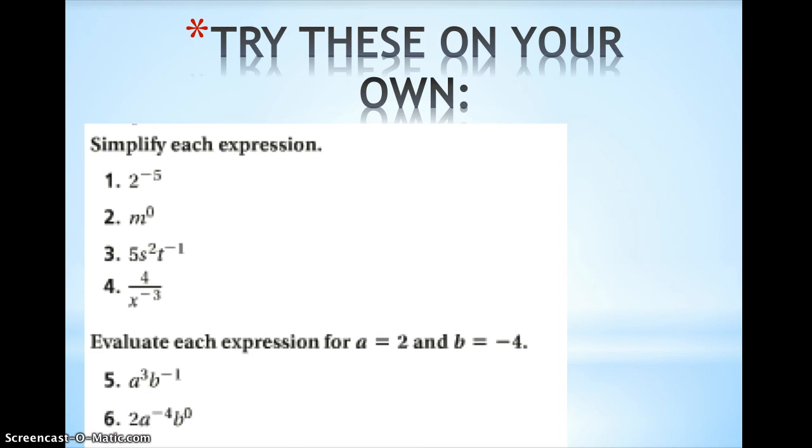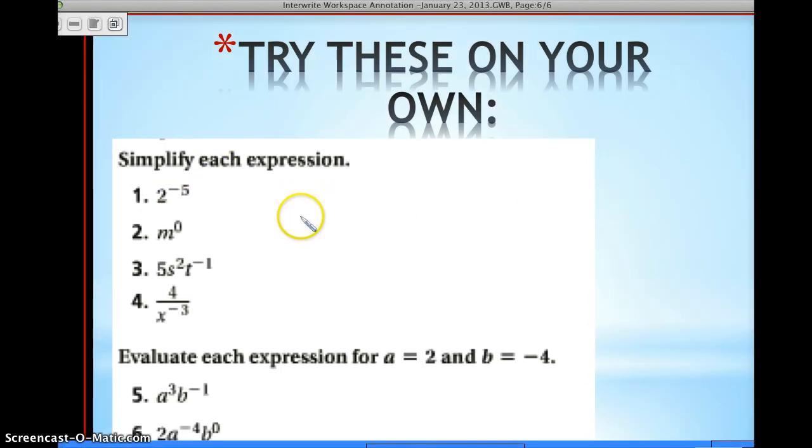Alright, let's try a few of these. 2 to the -5th. Try these on your own and then have me come back and follow through to see if you got them. This is going to be 1 over 2 to the +5th. Don't forget that's 2 times 2 times 2 times 2 times 2. So we've got 16 times 2, which is 32.